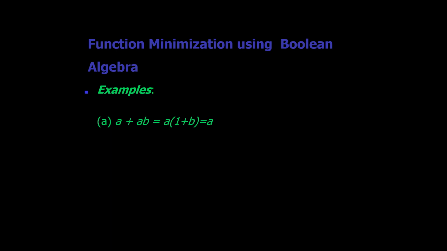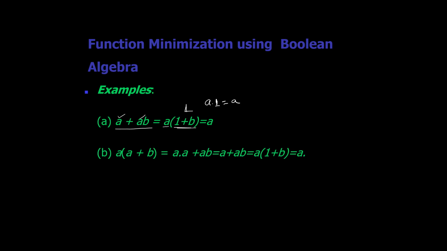So here the expression given is a plus ab. You can take a common from this, because a from this, a from this. So take a common. In the brackets, what do you get? 1 from that, and b from this, 1 plus b. What is 1 plus b? Anything plus 1 will be 1. So a dot 1, a dot 1 is a. So the answer is a.